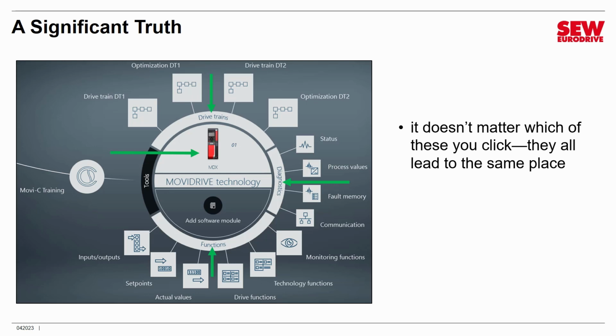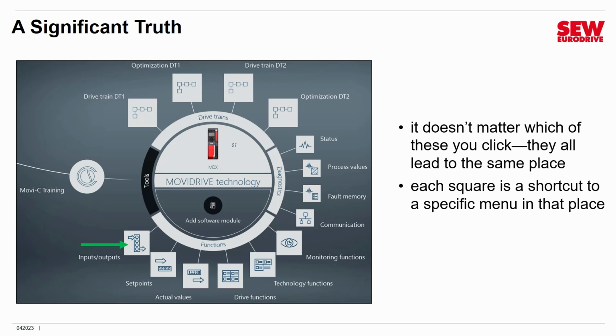So with this particular axis circle, which is part of a MOVI-Drive technology, you can click that top sector there that says drivetrains, or the side one that says diagnostics, or the bottom one that says functions, or you can click the upper section of the circle itself that looks like a little MOVI-Drive technology. Every one of those pretty much will take you to the same place.